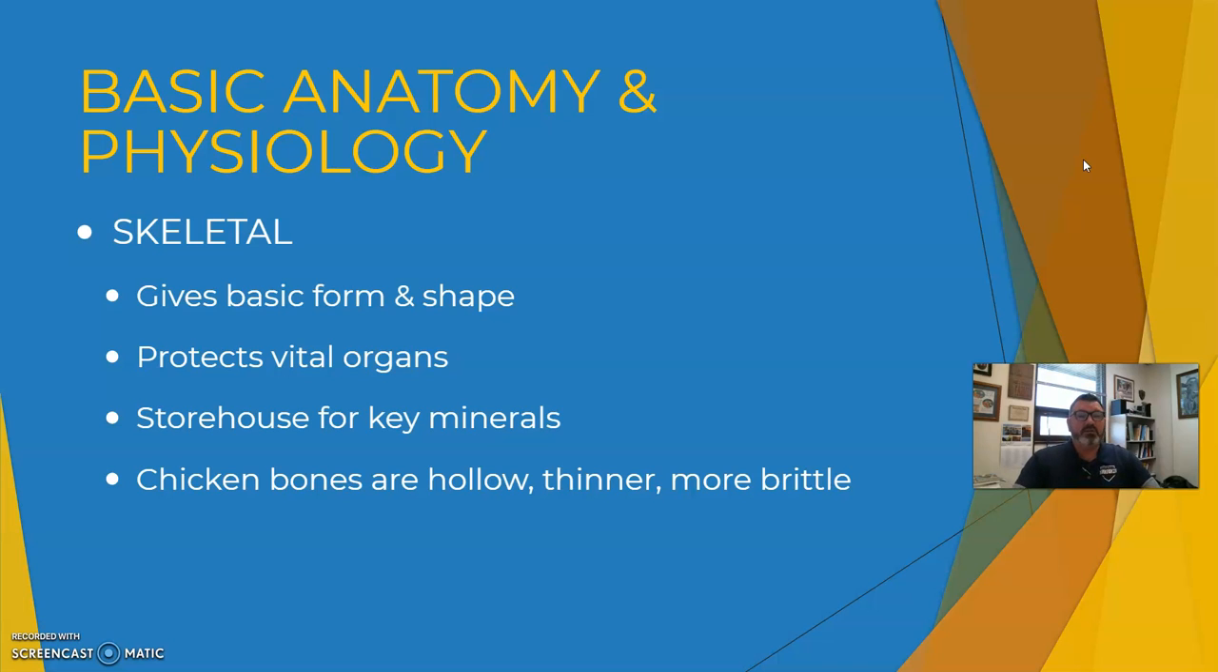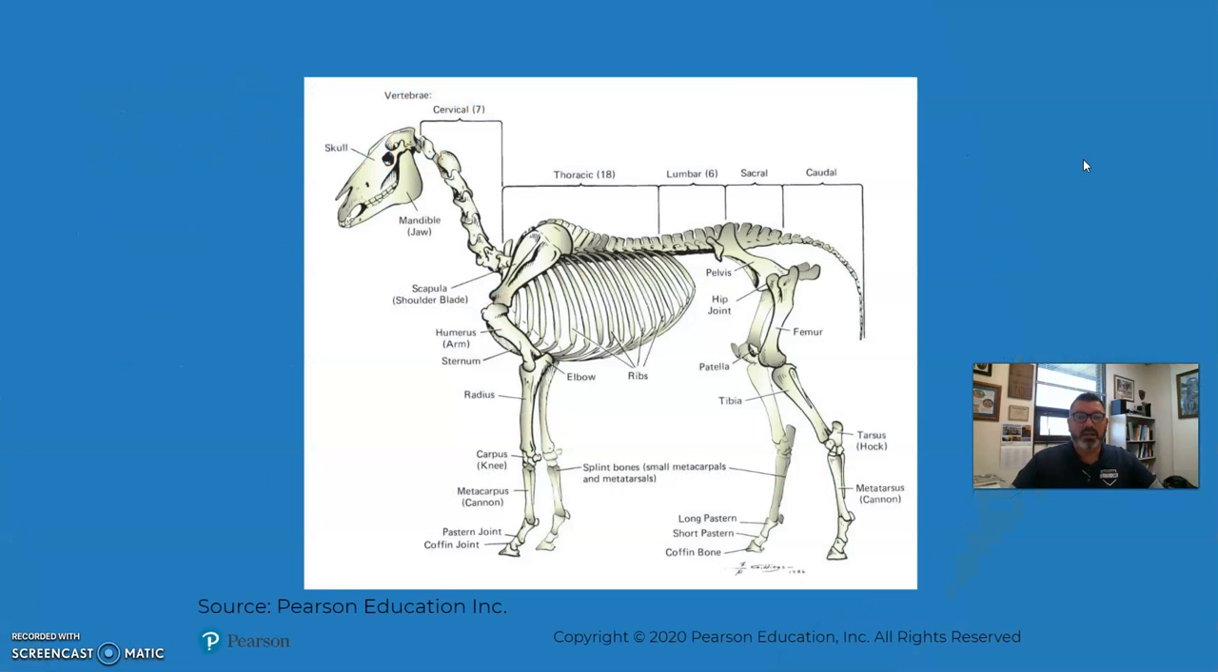So let's transition then, talk about some basic animal anatomy and physiology. Of course, the skeletal structure gives you your basic shape and form and is the protection for most of your vital organs. It's a storehouse for a lot of minerals, namely calcium. You need to have good calcium storage in your bones because there'll be times when you need it. And chicken bones are, of course, a little bit different. They're hollow, more brittle, and therefore lighter so that most of them can fly.